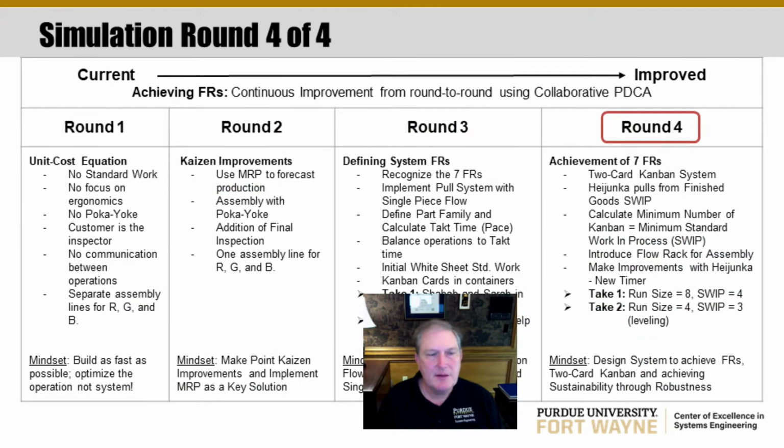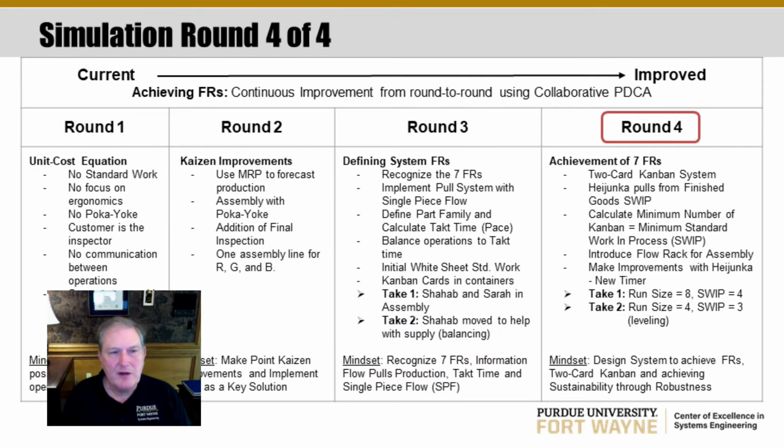This slide summarizes the 4 rounds so far. In round 1, we looked at the impact of the unit cost equation on work, quality, and output. In round 2, we looked at Kaizen improvements and used MRP as a type of silver bullet to solving problems. In round 3, we introduced the 7 functional requirements and started to look at balancing work to takt time and also the Heijunka system to kick off pull.